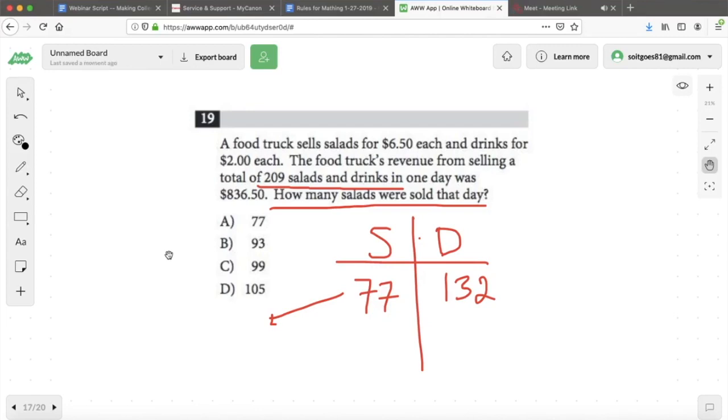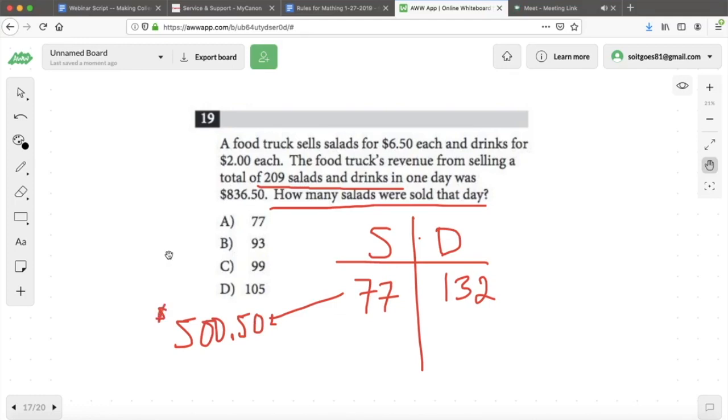Would you do the 650 times 77? Yes. And this is a calculator section question here, so you can absolutely use that calculator. Let's go ahead. Do you have that? Do you have a calculator handy? 500.50. 500.50, which is $500.50. Does that make sense?